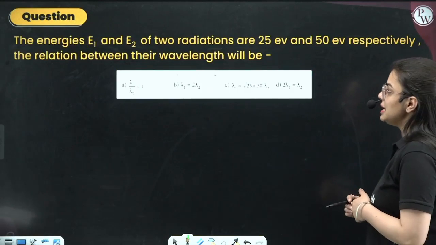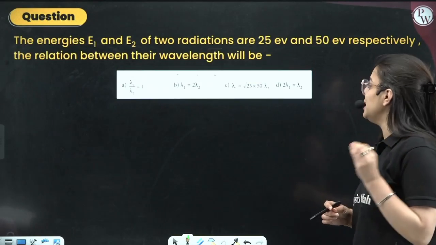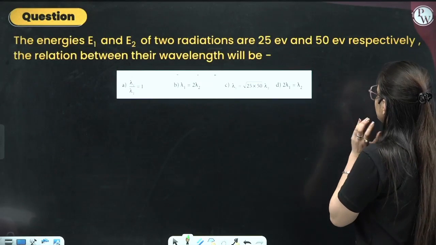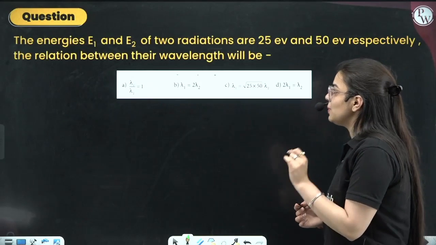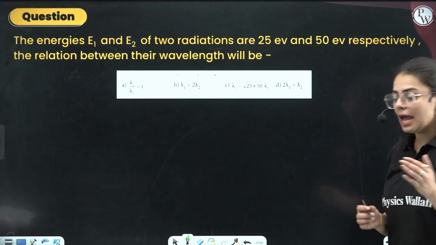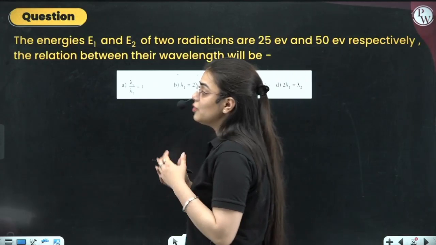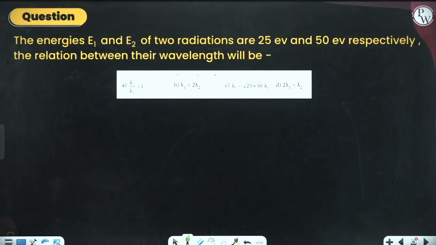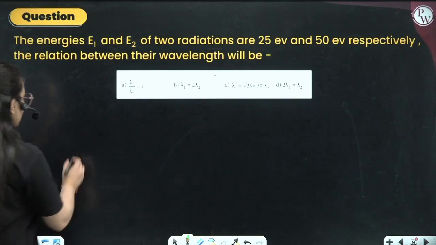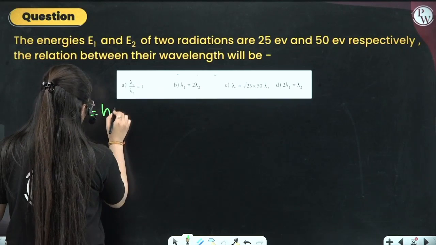Now comes the next question. The energies E1 and E2 of two radiations are 25 electron volt and 50 electron volt respectively. The relation between their wavelength will be. Now, here you have to tell the relationship between the wavelength and the energies. So, basically, what is the formula for energy? If you remember, you all are aware that E is equals to hc by lambda, right?